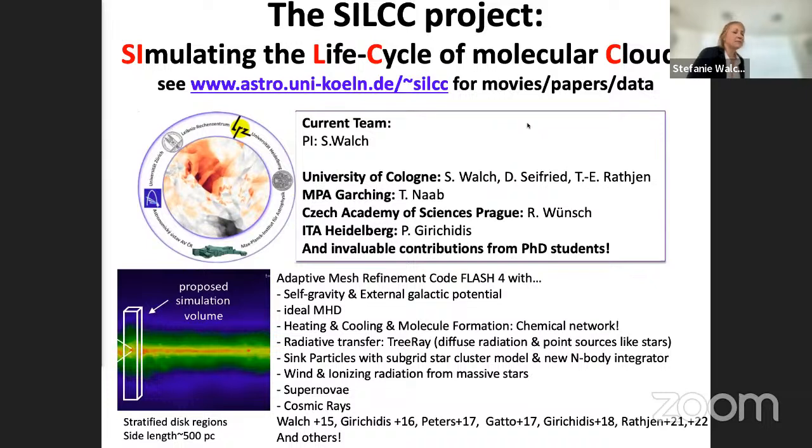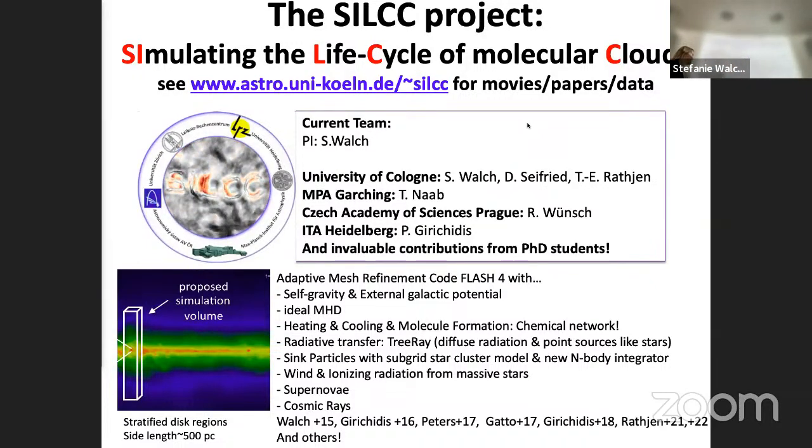We have a lot of physics included. So, of course, we have self-gravity. We also include an external galactic potential, which mimics the old stellar component in the disk. We have ideal magnetohydrodynamics. We have heating and cooling and molecule formation. And this is included in a chemical network, which we are running on the fly. So we form molecular hydrogen and also carbon monoxide on the fly.